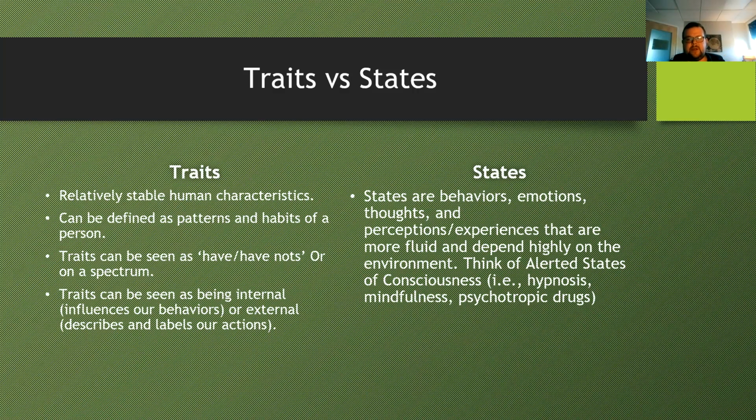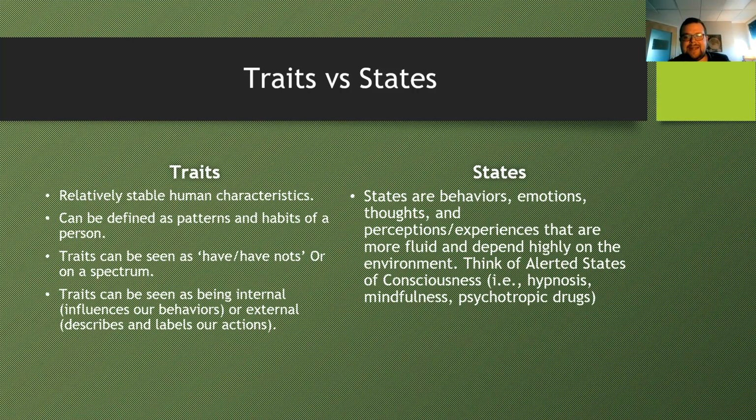So that's traits. Now states are behaviors, emotions, thoughts, perceptions, and experiences that are more fluid and depend highly on the environment. So a trait we're going to say is relatively consistent. A state is more fluid and depends on what's happening in our environment. Someone can be overall pretty go with the flow and open to new experiences, but they're going to have a day when they're in a grumpy mood. So we would define that as a state.